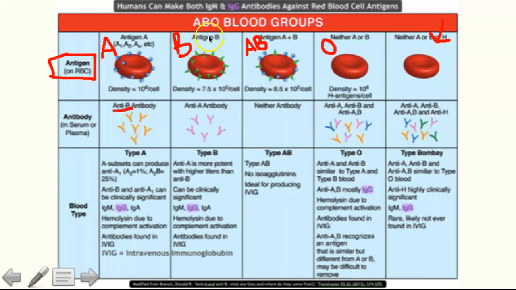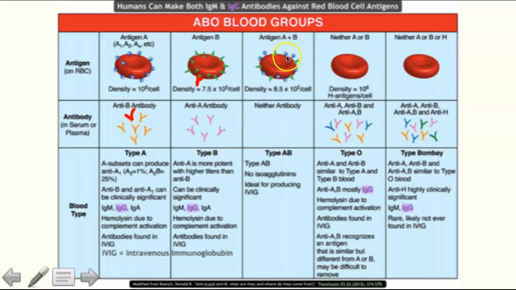If you're type B blood, you have anti-B antibodies. I don't know if I said that correctly. If you're type A blood, you have anti-B antibodies in the serum or in the plasma. If you're type B blood, you have anti-A antibodies in the plasma. And these are shaped more like this and fit the A antigen, whereas the anti-B antibody fits the B antigen.